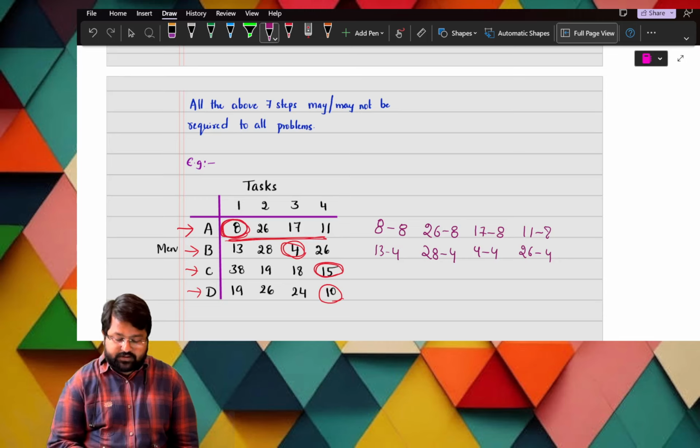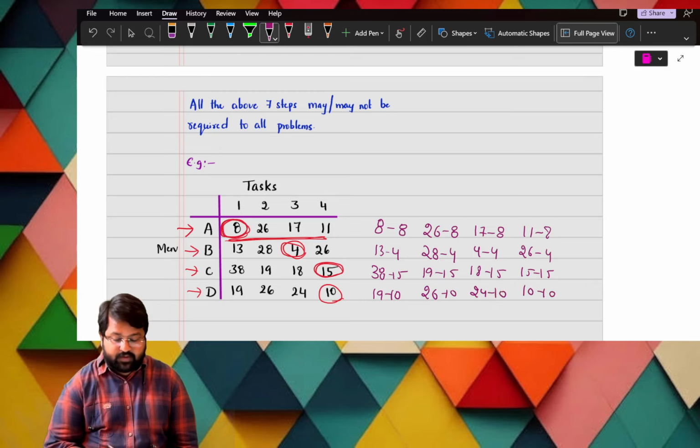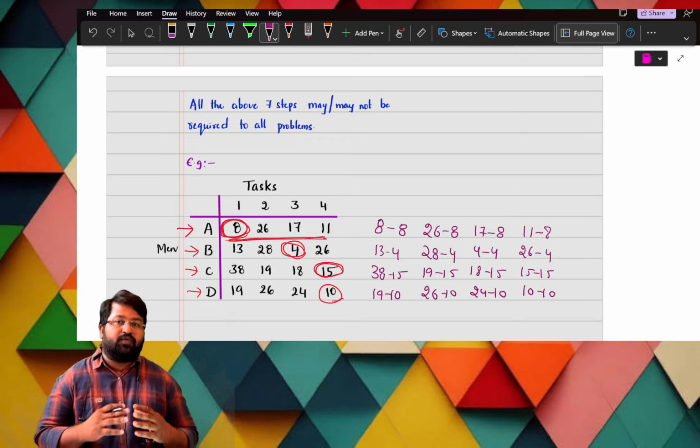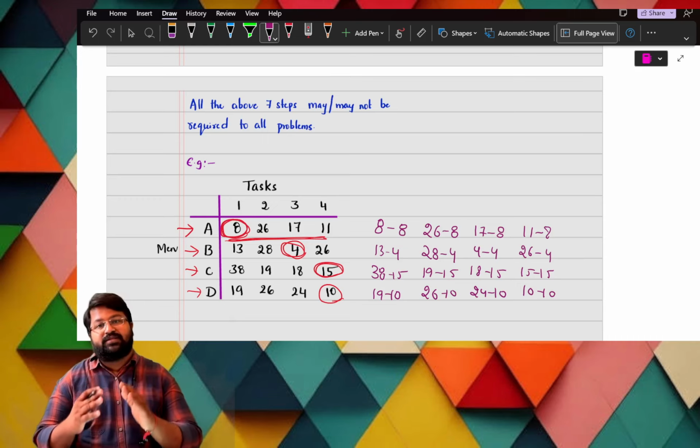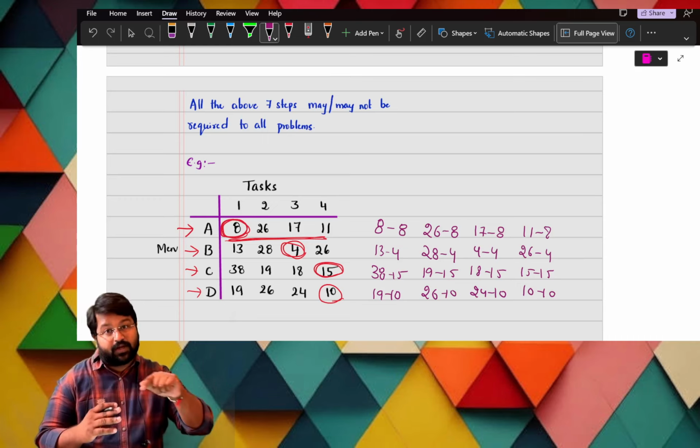In the case of the next row, 38 minus 15, 19 minus 15, 18 minus 15, 15 minus 15. And 19 minus 10, 26 minus 10, 24 minus 10, 10 minus 10. This is the thing we need to do. So we have to identify the least number and deduct it from the respective elements of the respective row.